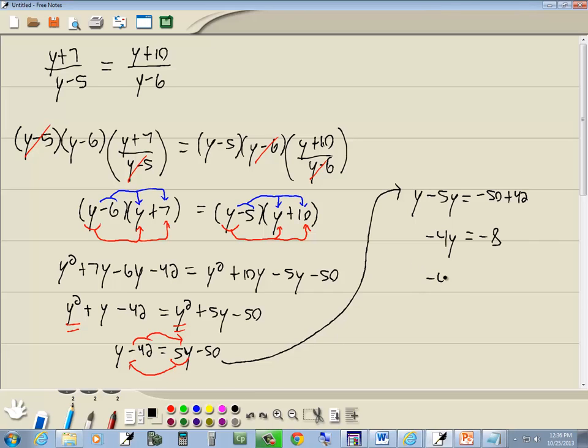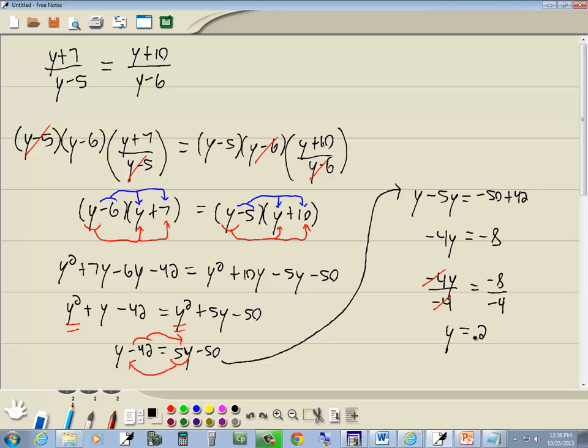Now our last step in solving a linear equation is to divide both sides by negative 4, the number that's in front of our y. I'm going to do that. These negative 4s cancel, and negative 8 divided by negative 4 gives us a positive 2. This is probably our answer.